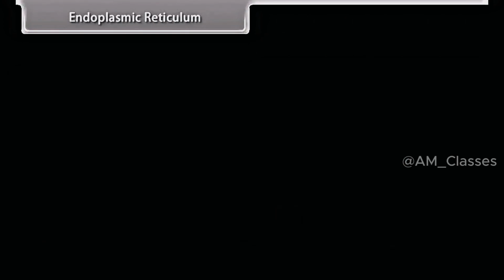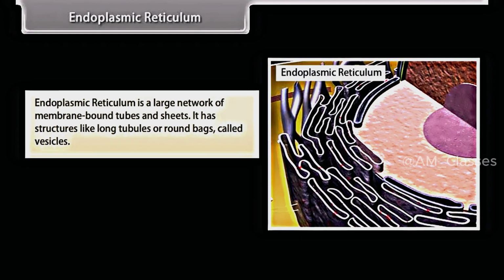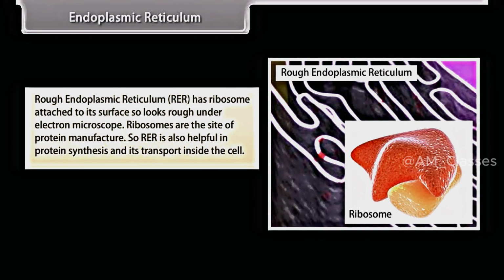Endoplasmic reticulum. Endoplasmic reticulum is a large network of membrane-bound tubes and sheets. It has structures like long tubules or round bags called vesicles. On the basis of presence of ribosome, they are of two types, rough endoplasmic reticulum, RER, and smooth endoplasmic reticulum, SER. Rough endoplasmic reticulum, RER, has ribosome attached to its surface, so looks rough under electron microscope.